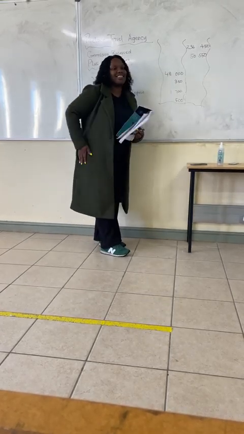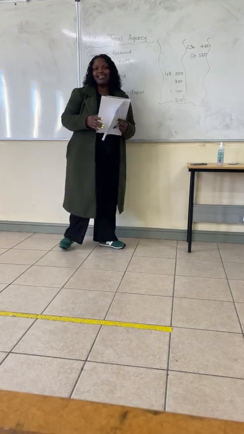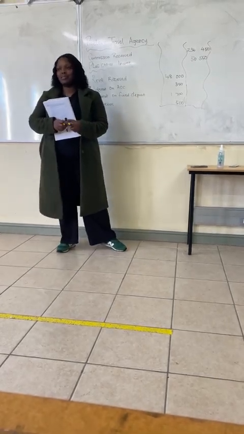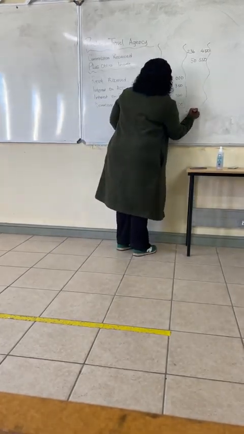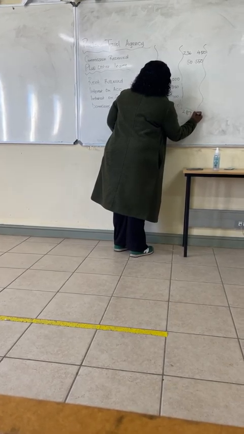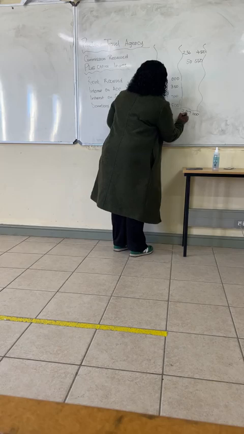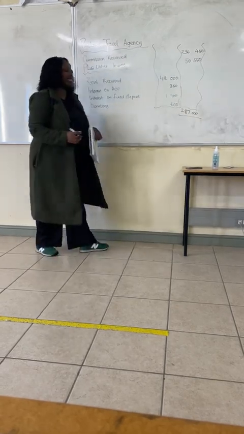Nisha, what's your calculator? Total? 87,000. Okay. So that is our total income.